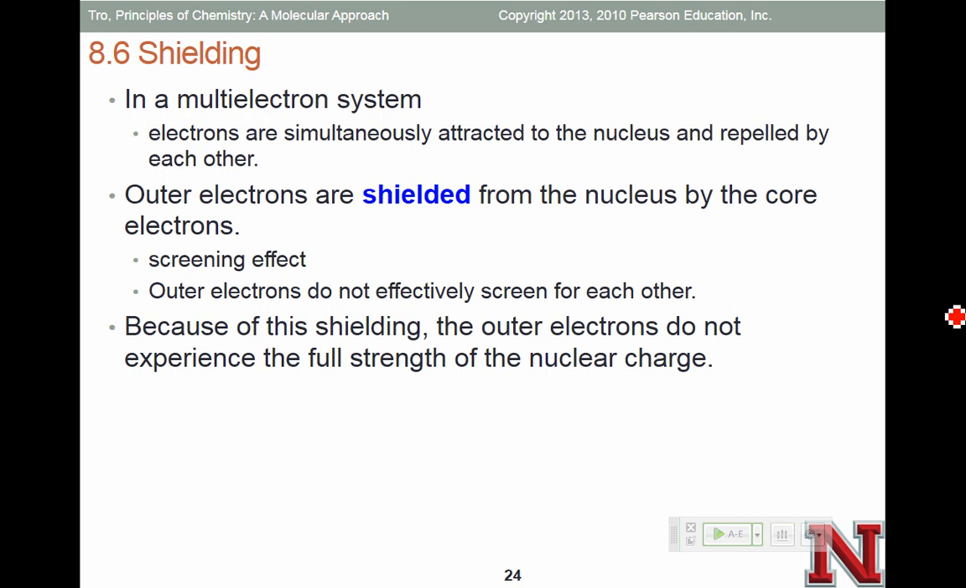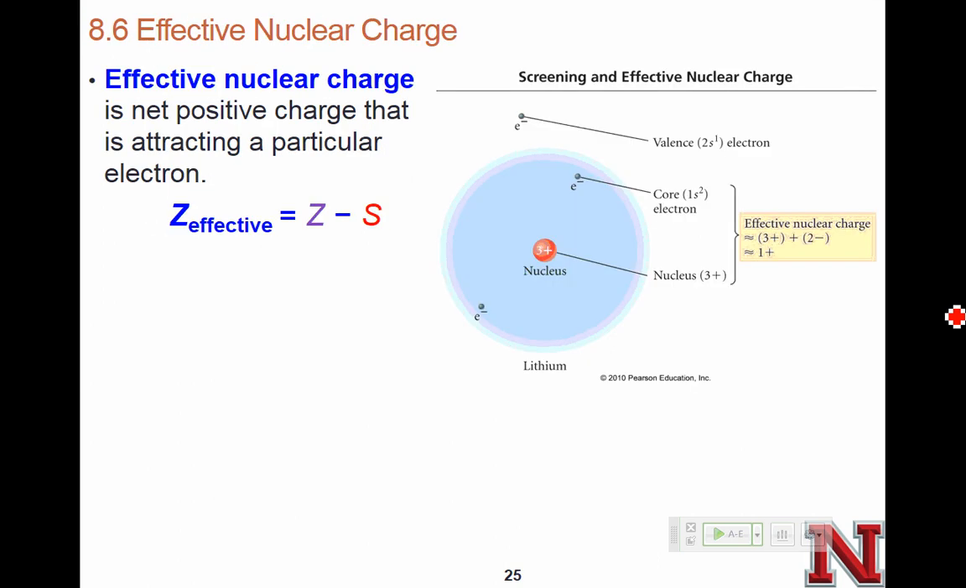Now, typically, electrons in the same principal energy level aren't screening too much. It's more the energy level's lower. So that's why the outer electrons don't experience the full force of the nucleus, and typically why our valence electrons are more available when we're talking about reactivity.